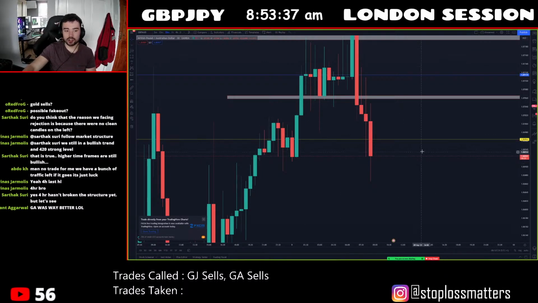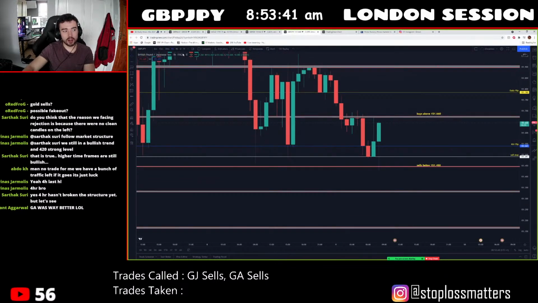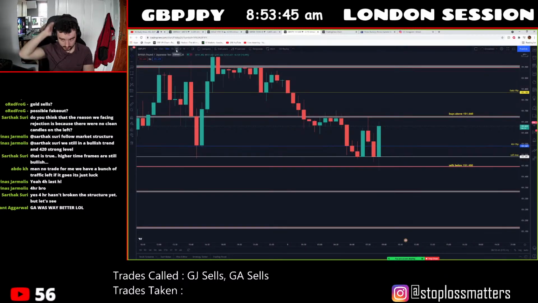Can you see? Look at GJ now. Reacting off it pretty hard. Look at that 15-minute candle over here. Damn. So that break-even trade, you should praise the Lord for that break-even trade.